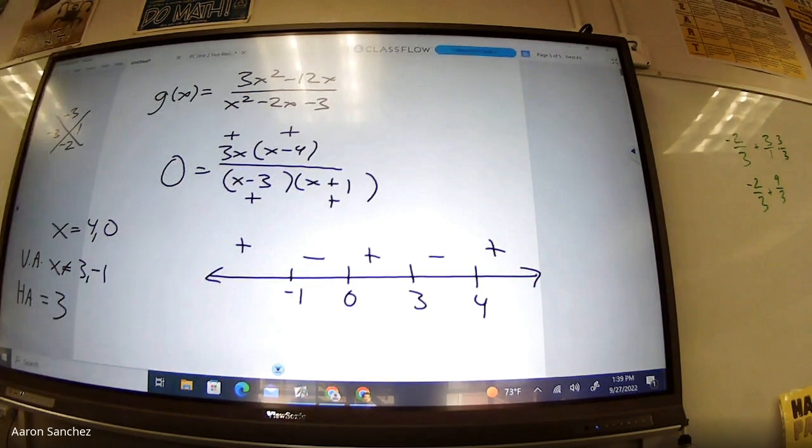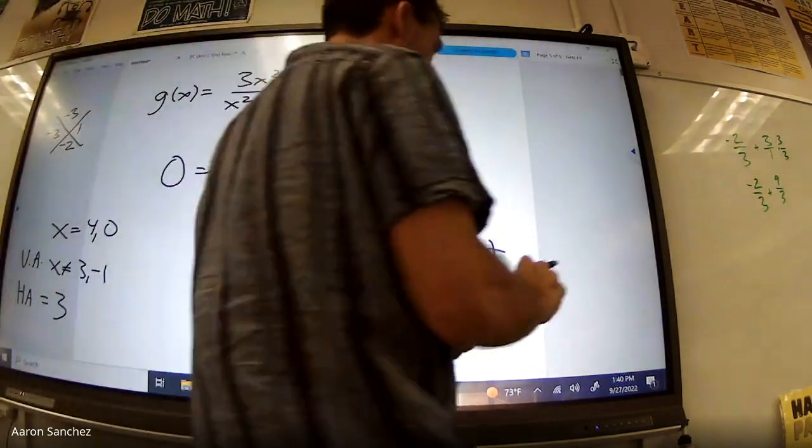So here we go. What do we have? I'm just going to write all the information that I have to graph it. I got -1, 0, 3. And I got x equals 4, 0. I got vertical asymptote x not equal to 3 or -1. And the horizontal asymptote, actually it's y not equal to 3. The horizontal asymptote is the y. And here we go.